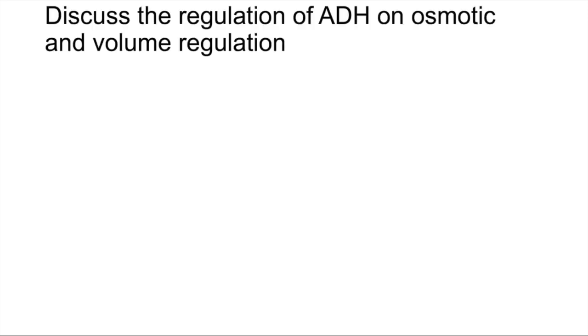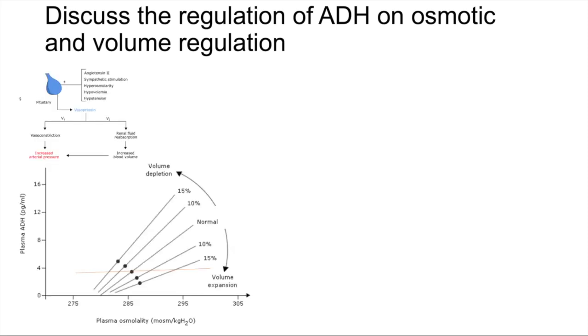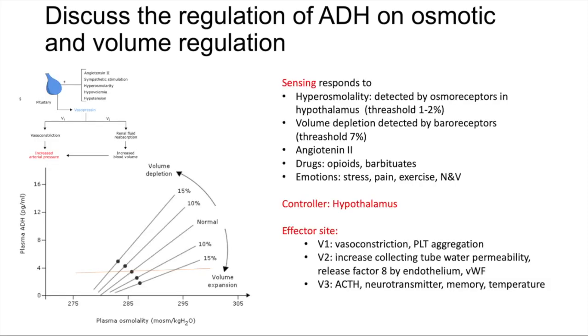So, next question. Discuss the regulation of ADH, vasopressin, on osmotic and volume regulation. Again, we can explain in the framework of sensor, control, and effector. Try to structure your answer. Vasopressin is produced in the hypothalamus and secreted from the posterior pituitary in response to hyperosmolality and hypovolemia, but with different sensitivity and magnitude. In general, it is more sensitive to osmolar change than volume change, but the magnitude of vasopressin change in response to volume is greater.